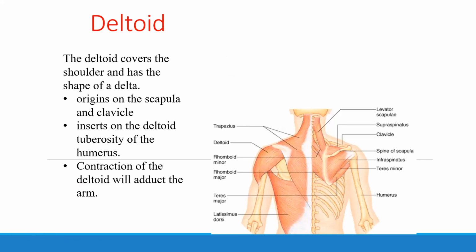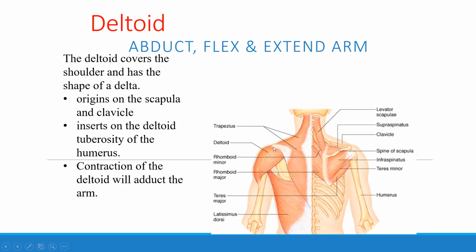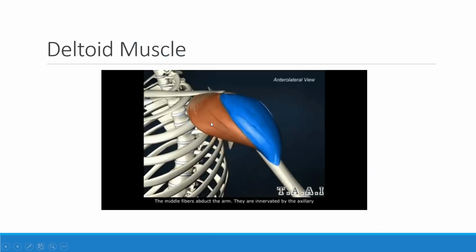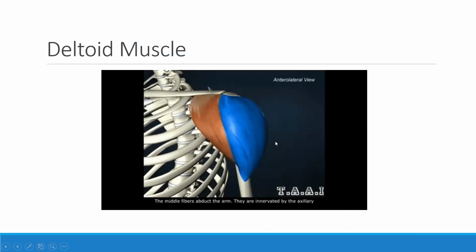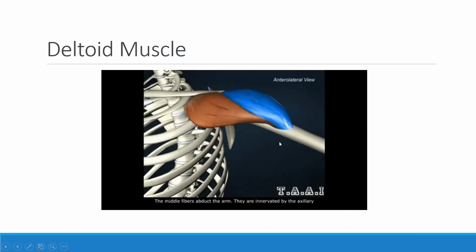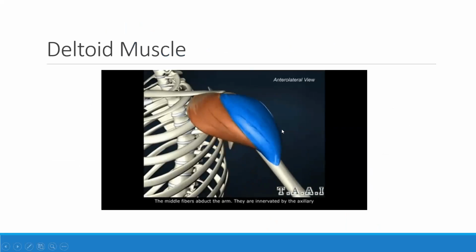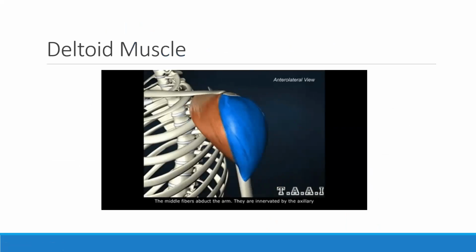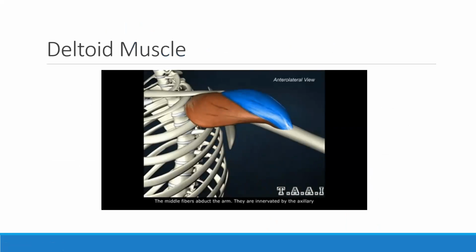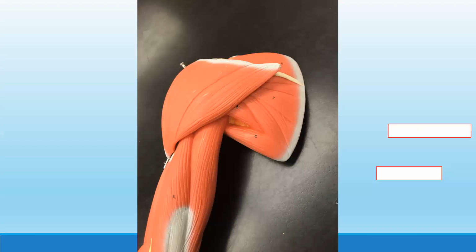The deltoid muscle covers the shoulder, is shaped like a delta, and inserts on the deltoid tuberosity of the humerus. So we see there's our deltoid right there. This is the deltoid here. You notice there is the deltoid tuberosity right there on the humerus. So that's its point of insertion. And of course, there's our deltoid again right there.